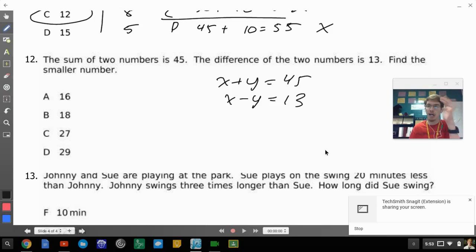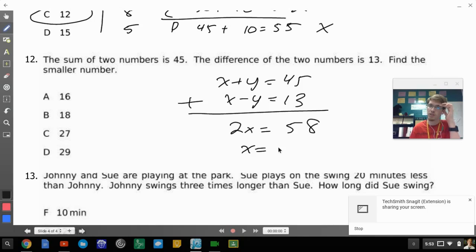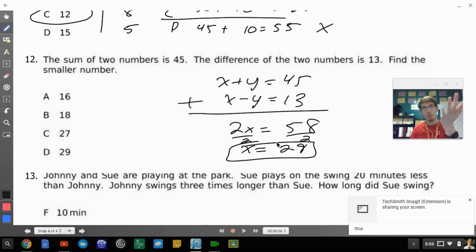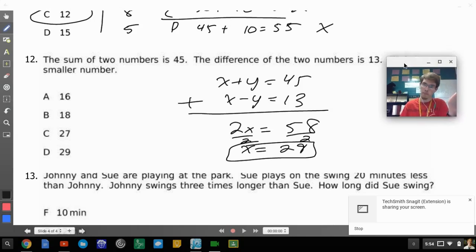You know what? I think it's more straightforward to actually just do this. Just add these two together. 2x equals 58. X equals 29. One of the numbers is 29. The question is, is this the smaller one or the larger one?